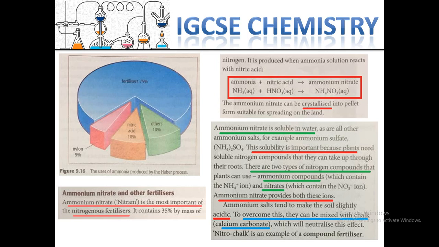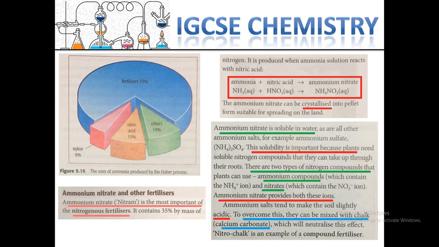Ammonium nitrate is very important because it's soluble. And fertilizer is supposed to be soluble in water because solubility is important. If it cannot be dissolved in the water, it's very hard for plants to withdraw the solution from the soil. So it must be dissolved in the water. Then it is very easy for plants to withdraw from the soil.